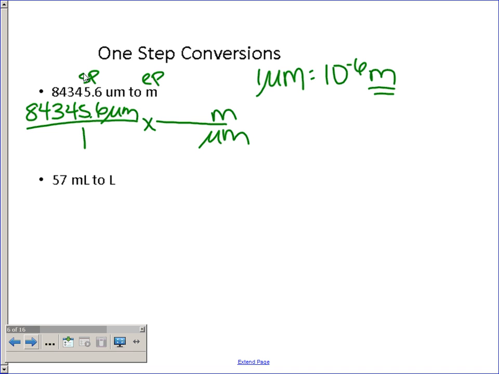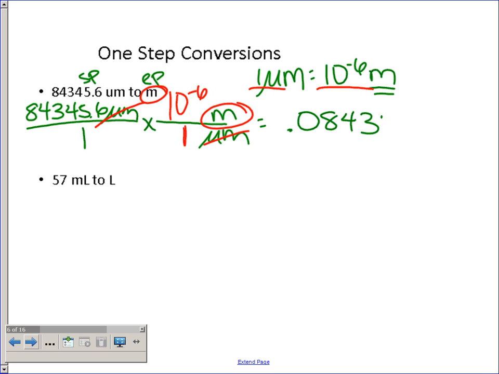Then I just plug in the values where they belong. 1 is married to micrometer. 10 to the negative 6th is married to meters. Micrometers cancel. I'm left in meters. The question wanted meters. I can solve. So I'm going to do 84,345.6 times 10 to the negative 6th divided by 1 divided by 1, multiply across the top, divide by the bottom. My answer is 0.0843456. Make sure you have a unit on that. Meters.